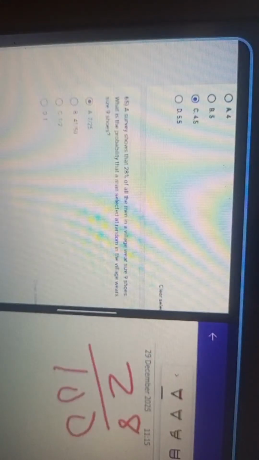Wait, again, I'm confused. Okay. Now they told us that 28% of all the men, what does 28% mean? 28 out of 100. Percentage means over 100. So they've already helped you to get the probability. That means out of all the 100, the whole of the men, 28 of them wear size 9 shoe.